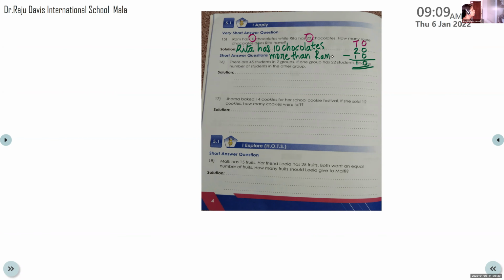How many more, how many less, we have to subtract the numbers. So here we can see Ram has 10 chocolates, Rita has 20 chocolates. And the question is, how many more chocolates does Rita have? Rita has 20 chocolates, that means Rita has more chocolates. So we have to subtract the numbers. 20 minus 10, the answer is 10. So Rita has 10 chocolates more than Ram.